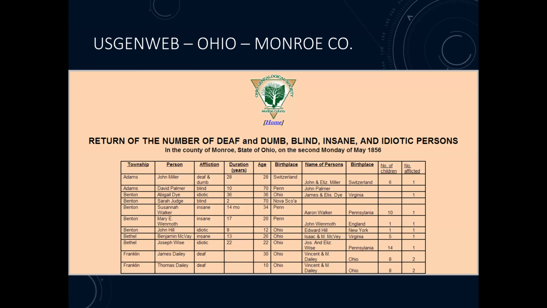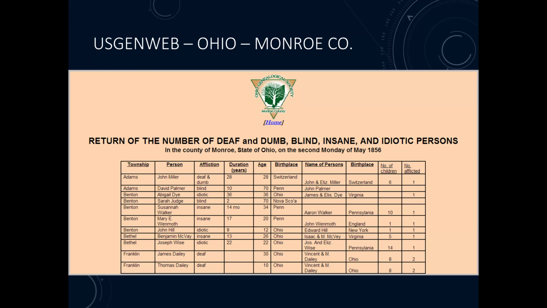Additionally, there's a website that a lot of people forget about. I forget about it often, the US GenWeb. The US GenWeb is a geographic driven website, which has just all kinds of stuff on it because it is a volunteer website. And for Ohio, for Monroe County, within that is the number of deaf, dumb, blind, and insane and idiotic persons. So someone has gone in and transcribed that, and the website is just usgenweb.com or .org. And it's just go into your state. There's also an international part too.